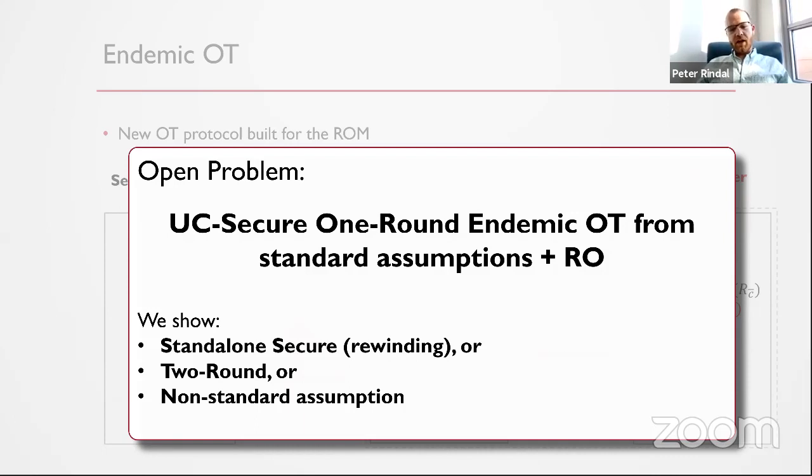But regardless, it remains an open problem how you can get UC secure one round endemic OT from standard assumptions. I have an intuition that it probably could happen, but I don't know how.